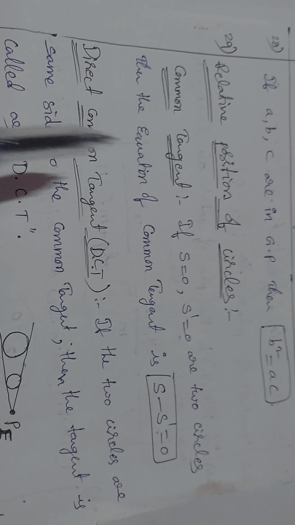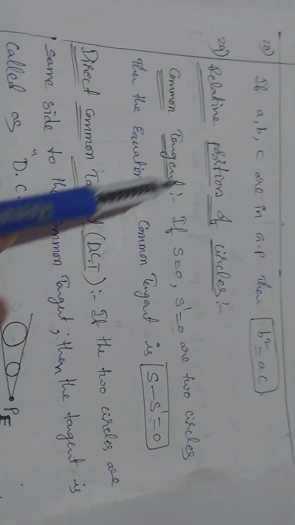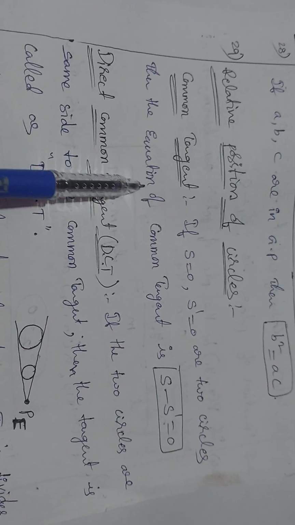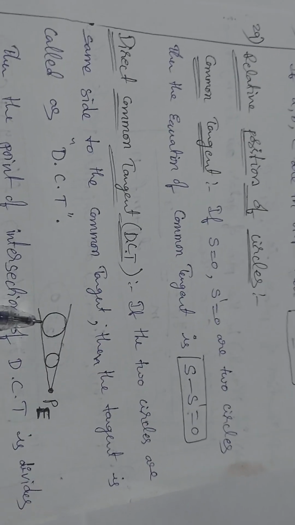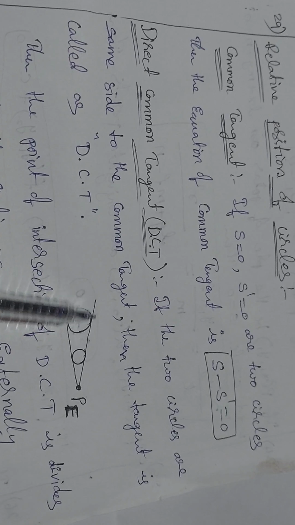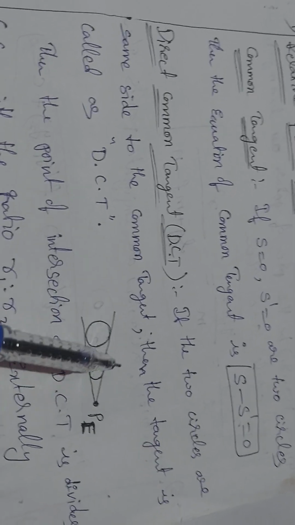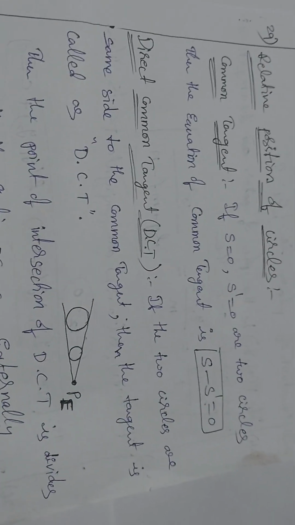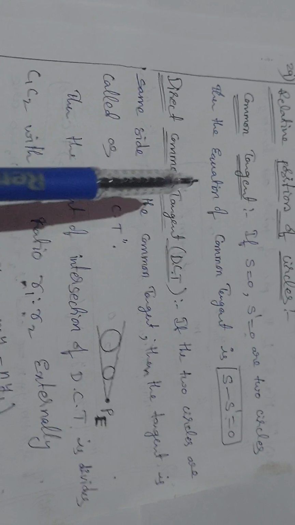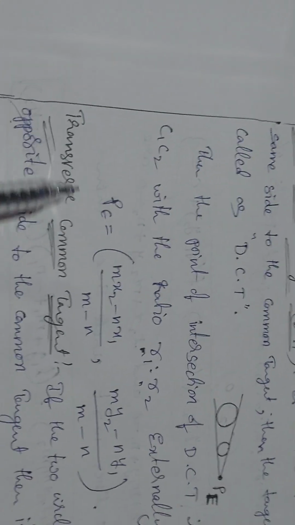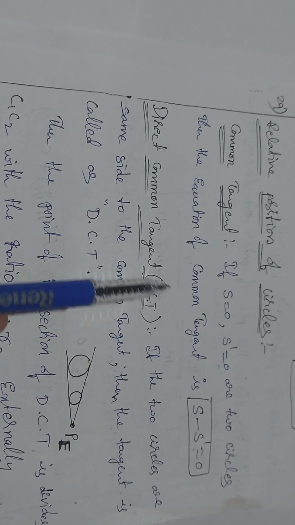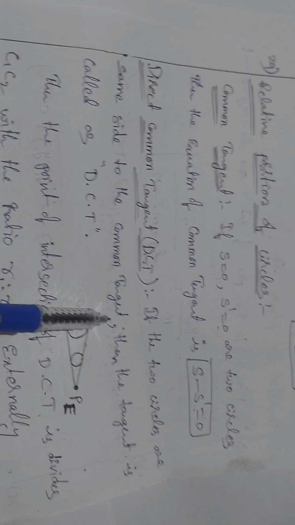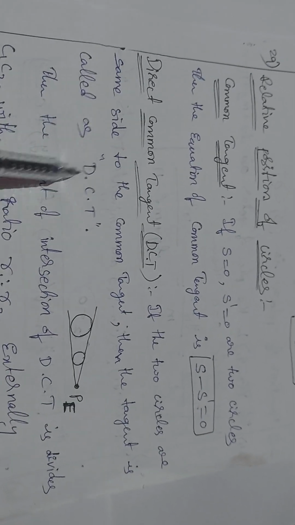LAQs, very important topic: relative position of circles. Suppose two circles S and S dash are there. Then the equation of the common tangent: here one circle is there, here one circle is there, and one tangent touches both circles, then this tangent is said to be a common tangent. The formula is S minus S dash is equal to 0. In this also, two types of tangents are there: direct common tangent and transverse common tangent. What is meant by direct common tangent (DCT)? If two circles are on the same side of the common tangent, then the tangents are said to be direct common tangents.